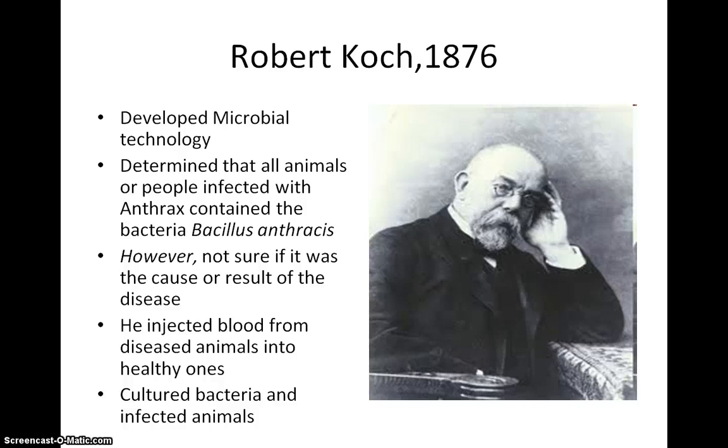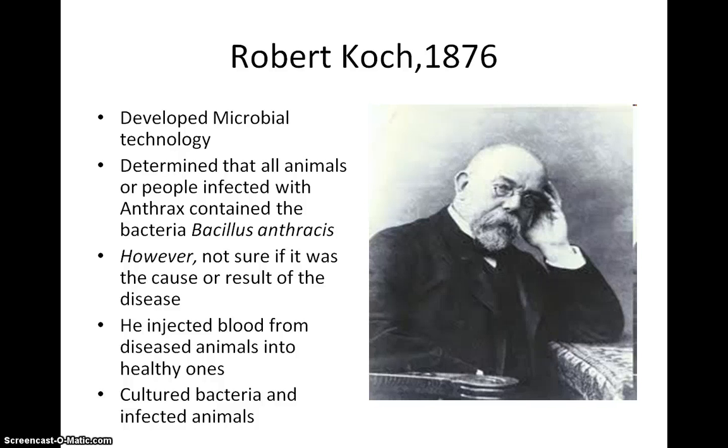So with the idea that microorganisms cause disease, Robert Koch came along, and he decided, well, let's try and prove this theory, and if it's true, let's link certain organisms to certain diseases. So he started by studying anthrax, and what he determined was that any animal or person that was infected with anthrax had the bacteria Bacillus anthracis. However, he had to come up with a method to show that the Bacillus anthracis was actually the cause of the disease and not a result or a side effect of the disease. So he did this by injecting bacteria into healthy organisms.